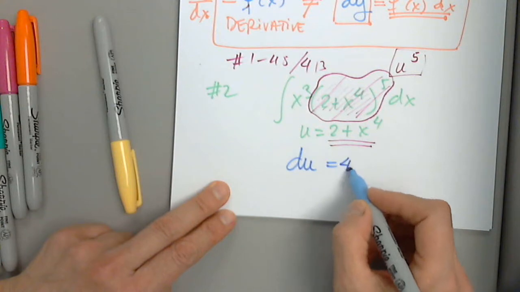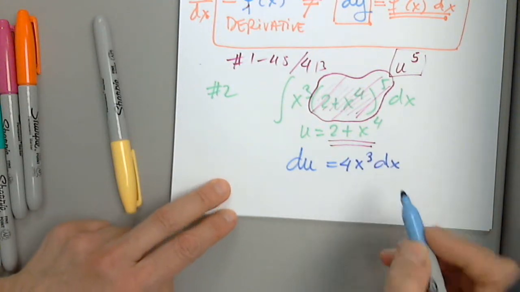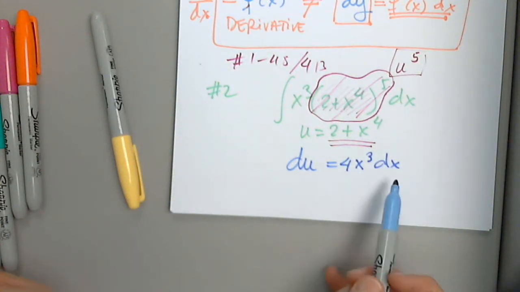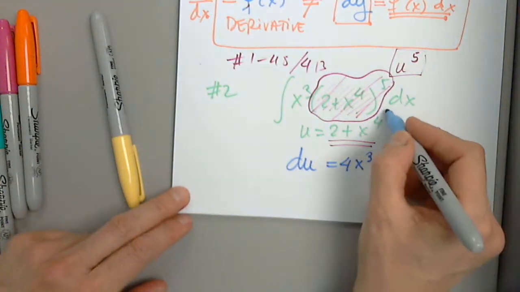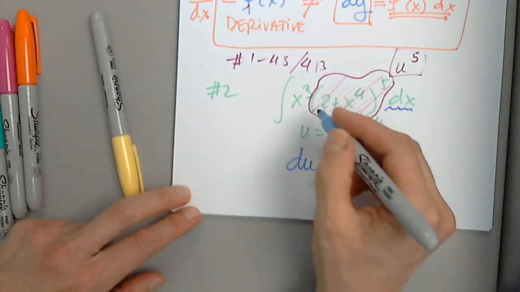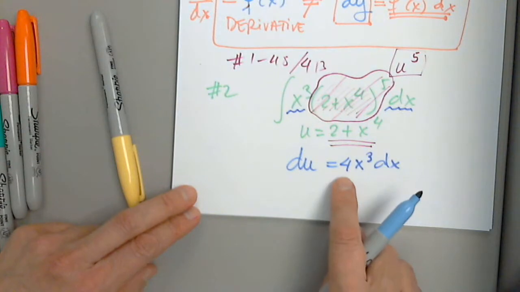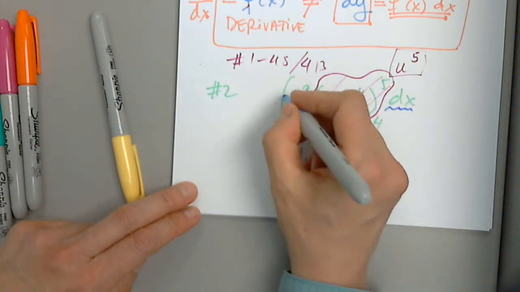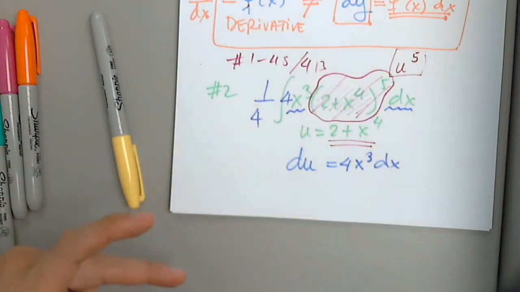4 x to the 3rd dx. Do I have du in the problem? Yes. I have dx. I have x cubed. The only piece that I don't have is the 4. The 4 is not a problem ever. Multiplying by 4 and dividing by 4 creates what I need, and it's just 1. I multiply the top by 4 and the bottom by 4. And now I have exactly what I need.